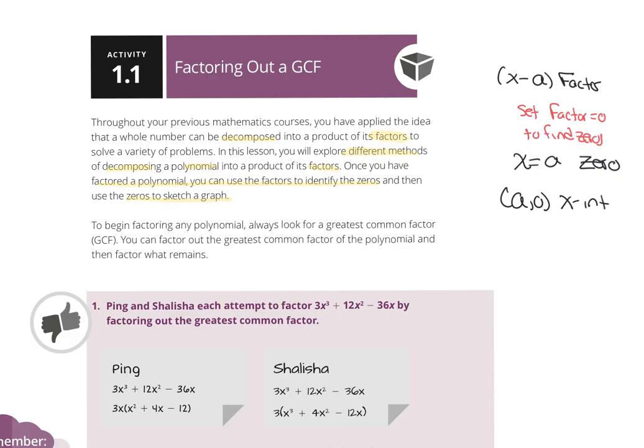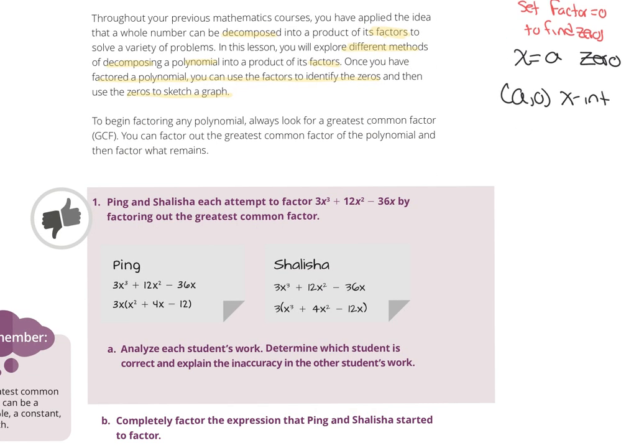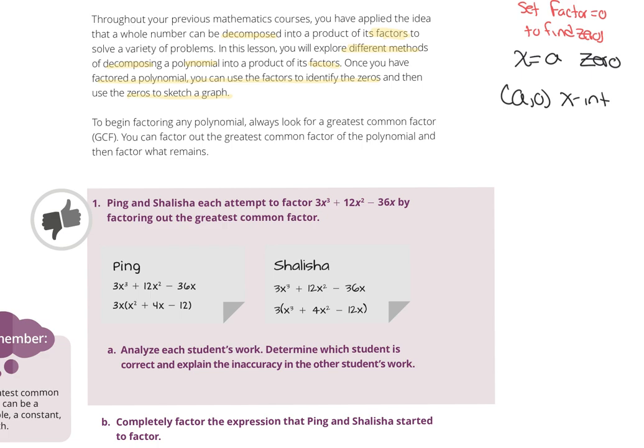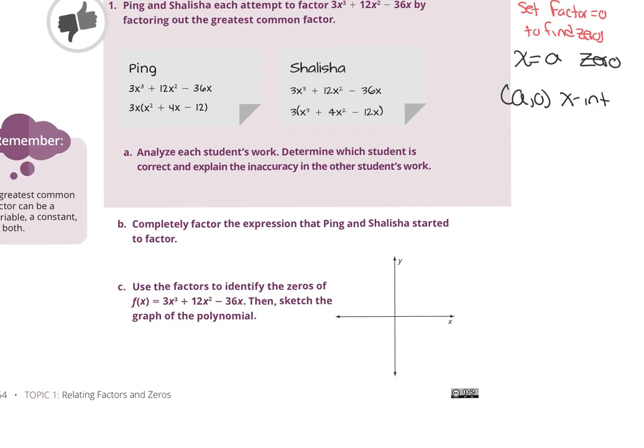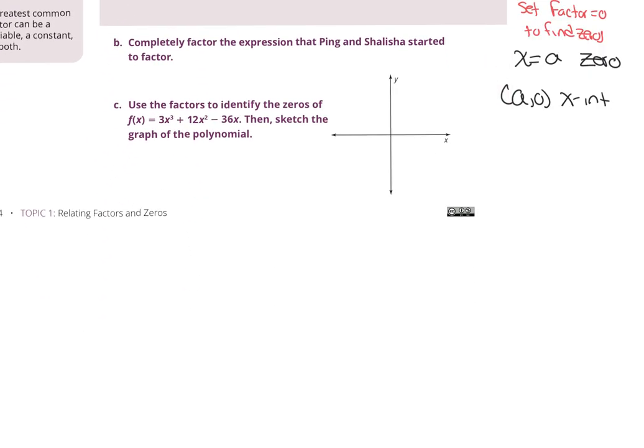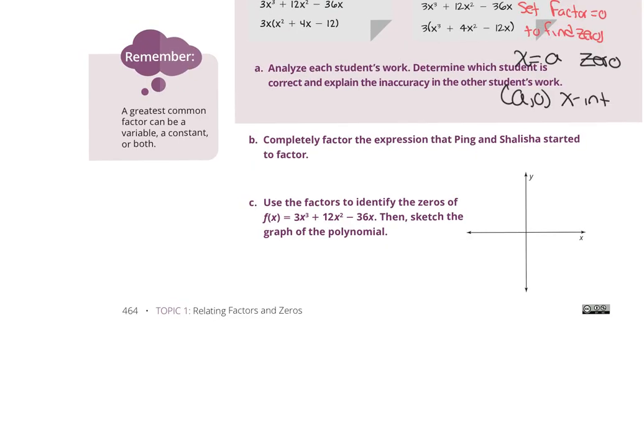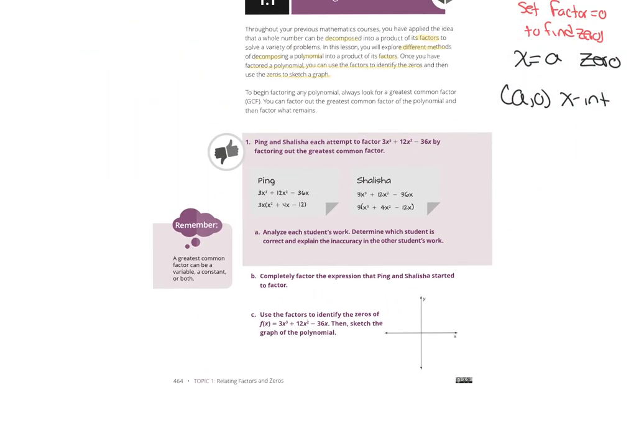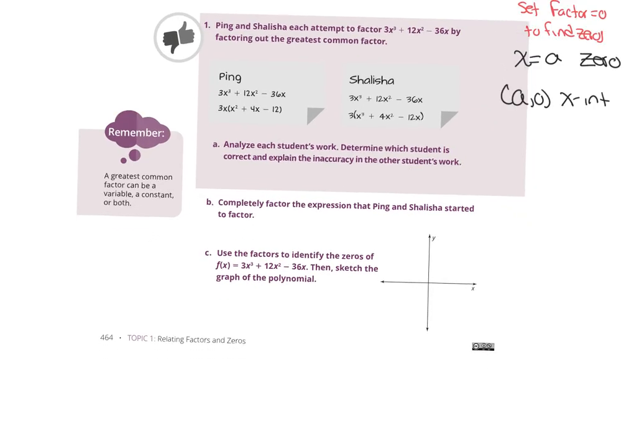So I'm going to skip this example with Ping and Shalisha for a second. I'm going to go to the next page. Back one page to page 465. Nope, sorry, 464. And we're going to do the problem on the very first page of the lesson that we skipped, which was letter C.